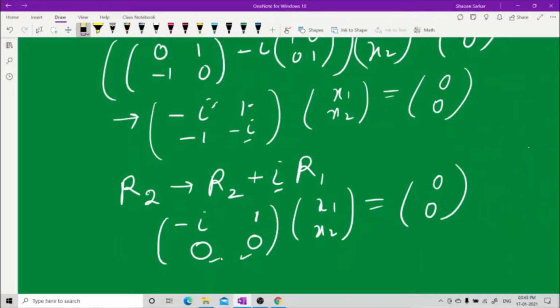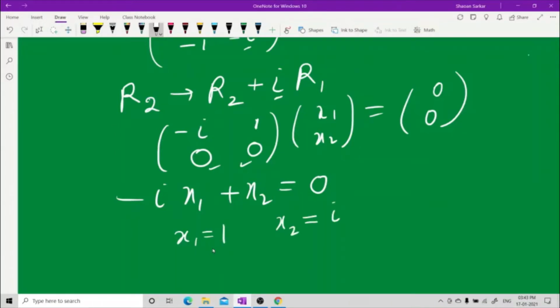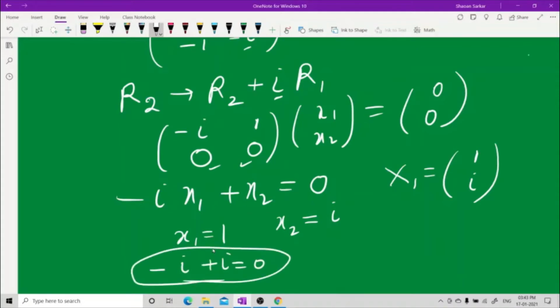Now you have, see this: minus i x1 plus x2 equal to 0. So you take x1 to be 1 and you take x2 to be plus i. So your first vector is 1 comma i, because if you put 1 here, it will become minus i and plus i, which will give you 0. The reason is here.